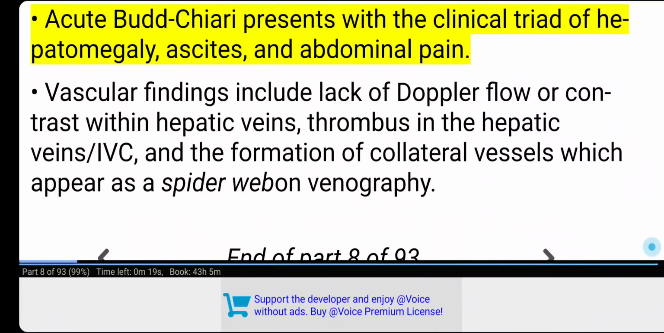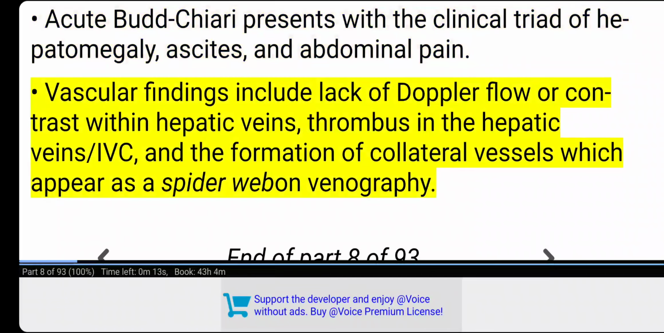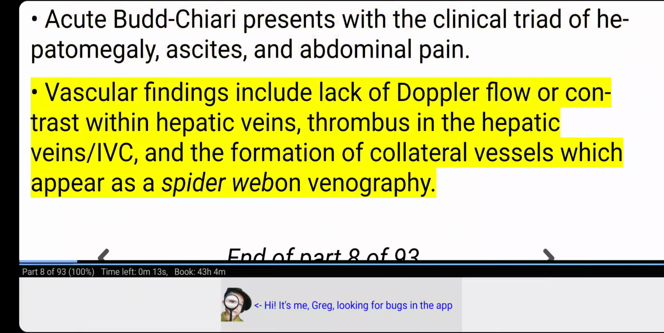Acute Budd-Chiari presents with the clinical triad of hepatomegaly, ascites, and abdominal pain. Vascular findings include lack of Doppler flow or contrast within hepatic veins, thrombus in the hepatic veins and IVC, and the formation of collateral vessels which appear as a spider web on venography.